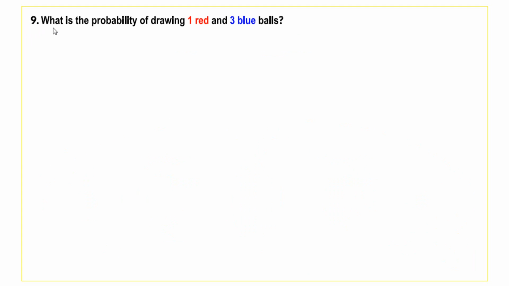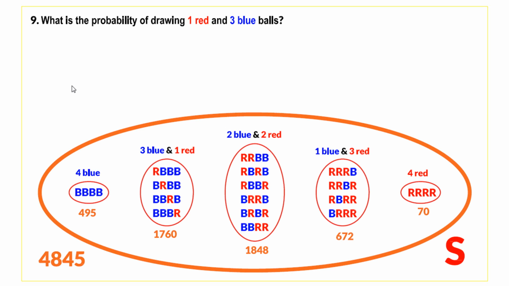Question number 9. What is the probability of drawing 1 red and 3 blue balls? So this question can be asked in different ways. So here we have the sample space with the total possible outcomes for this event, 1760, and we can ask this question as what is the probability of drawing exactly 1 red. So this is the event for withdrawing exactly 1 red, or what is the probability of withdrawing exactly 3 blue, or what is the probability of withdrawing 1 red and 3 blue.